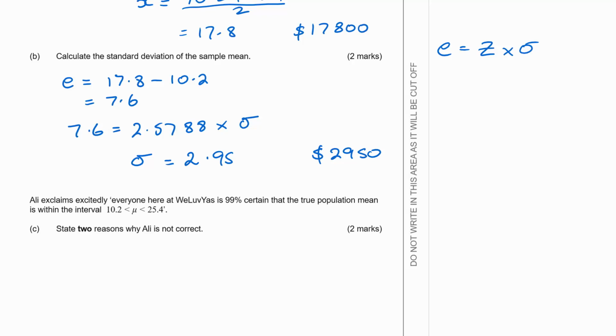Third one is repeated samples. Approximately 99% contain mu, but we can't say anything about the single one, which we've already mentioned. And lastly, we're not told n. If n is less than 30, then the normal model is not valid, invalidating the confidence interval itself.